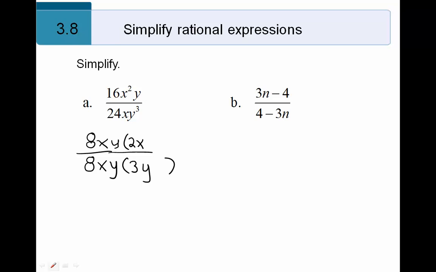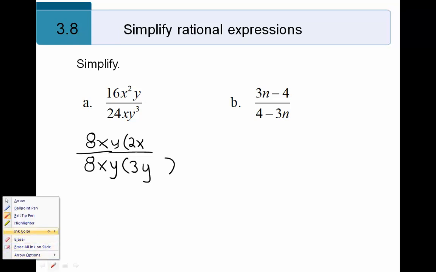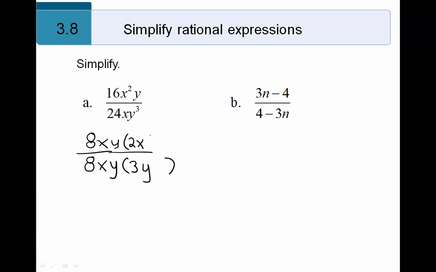Oh, I still got my eraser going. Let me get my felt tip pen going again. Ink color black. All right.